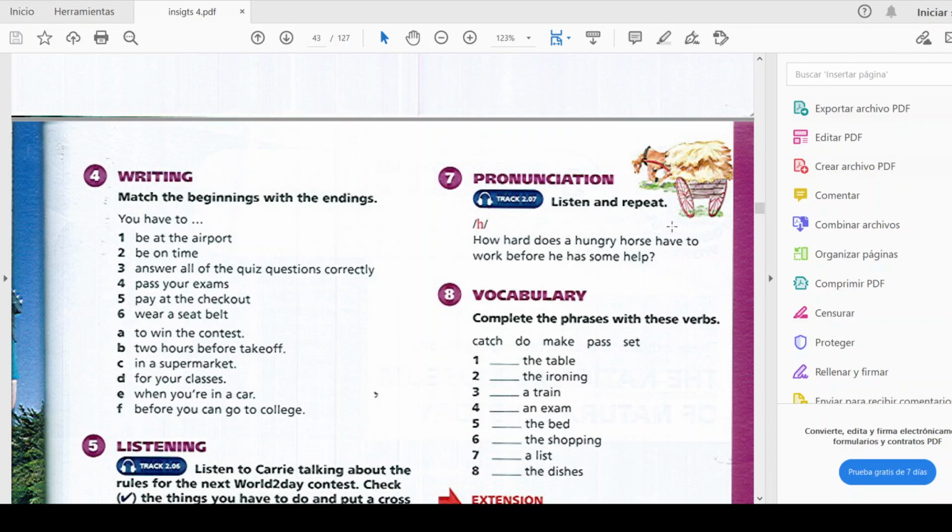So that's basically what you have to do. You are going to listen and repeat. Repeat this question, practicing this consonant, the ones that you have there.